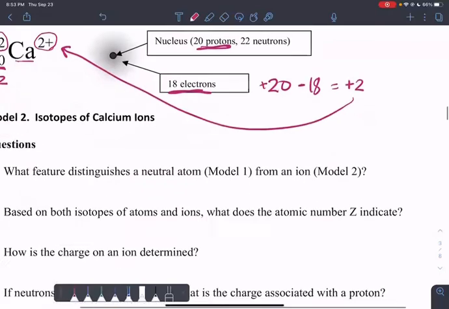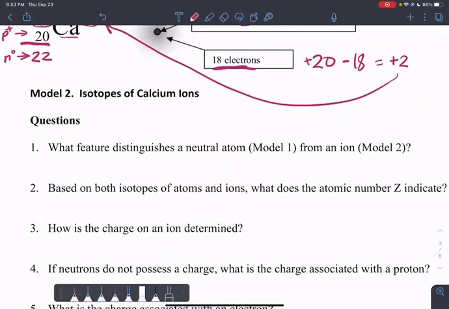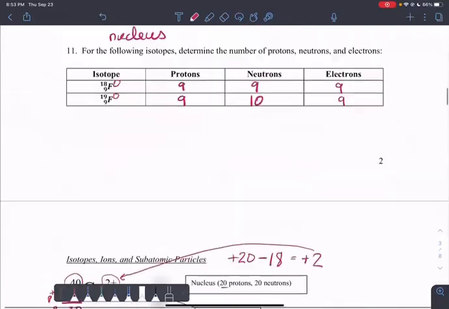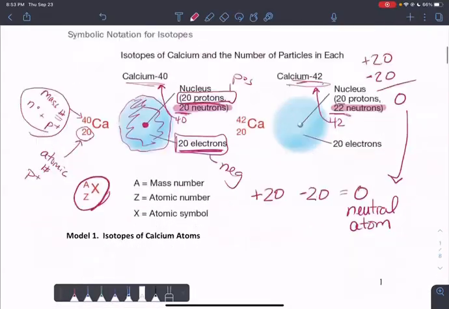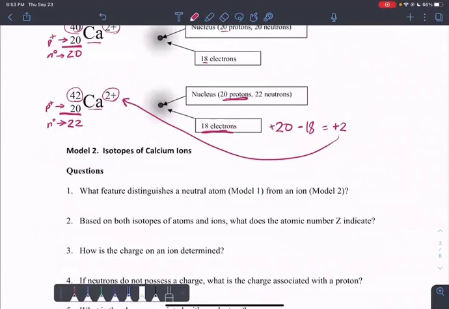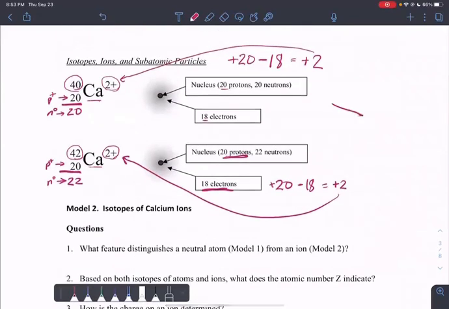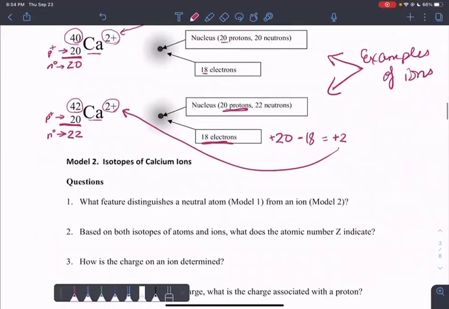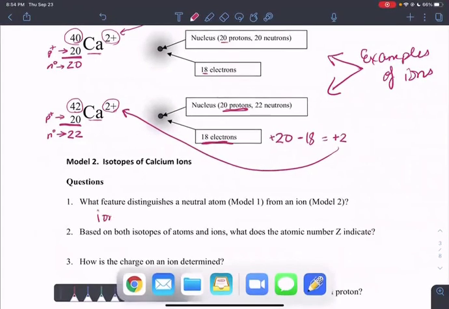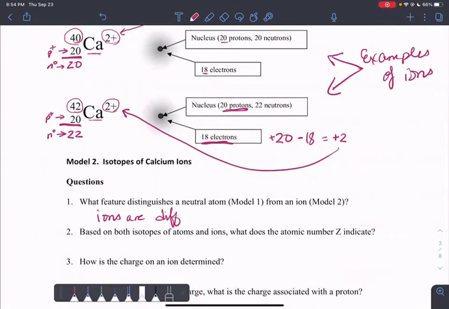Okay, so let's go answer some questions about this. What distinguishes a neutral atom, that was model 1, if I scroll up, this is model 1, from an ion, which is model 2? So these are examples of ions. So what distinguishes the two? The feature that changed between the two is the number of electrons, right? So the ions are different because they're charged.